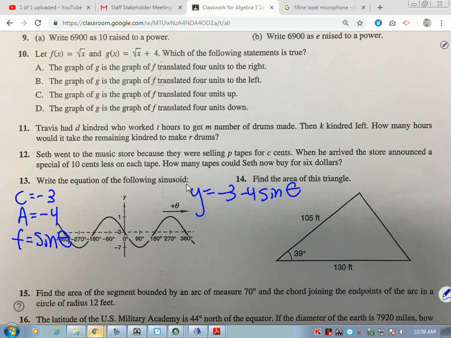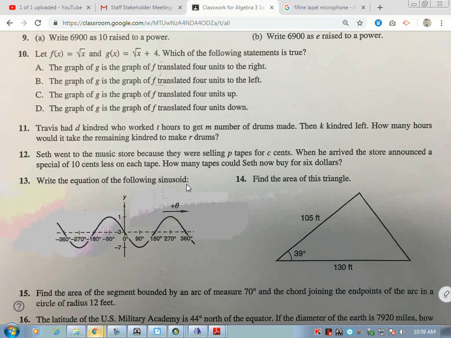That work? So did we get that? I get -3 and just sine theta. Okay, got to have an amplitude in there. See, that's why I try to be consistent with writing things out over here. CAF, PP. All right, so we got that one down.